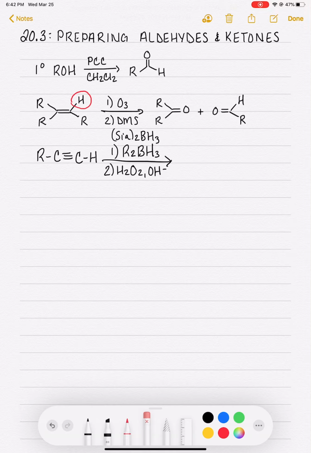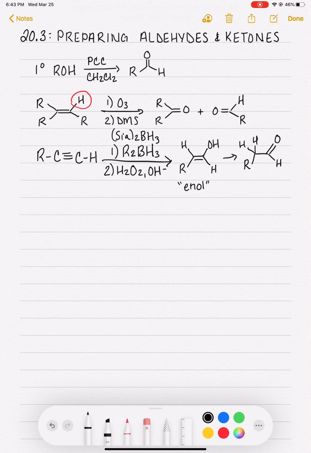So that initially adds one water to the triple bond, anti-Markovnikov. So we get this initially. That's an enol, alkene alcohol, and that immediately tautomerizes, rearranges, moves the double bond, moves the OH hydrogen, and we get an aldehyde. Remember, we learned in 241 that this enol wasn't isolatable. It would automatically turn itself right into that aldehyde.